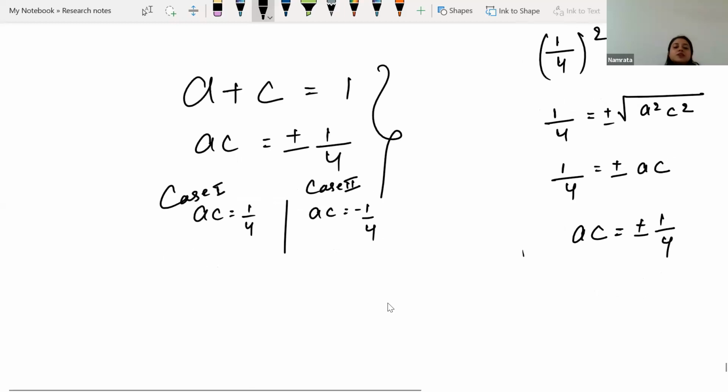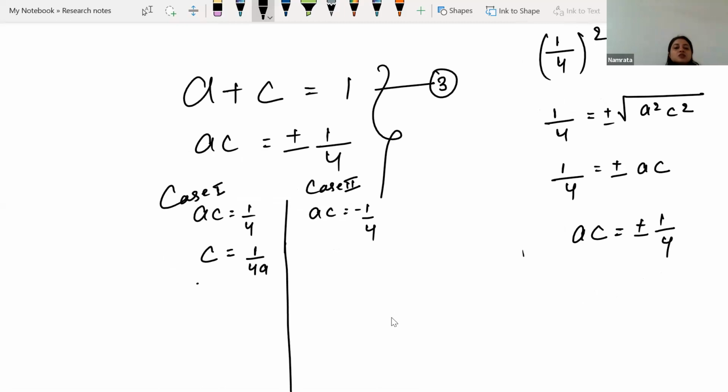So A plus C is equals to 1. So can we say from here C is equals to 1 by 4A? From case 1, let's solve case 1 at first. C is equals to 1 by 4A. And this equation, let's say it was 3. So A plus C, that means A plus 1 by 4A is equals to 1.